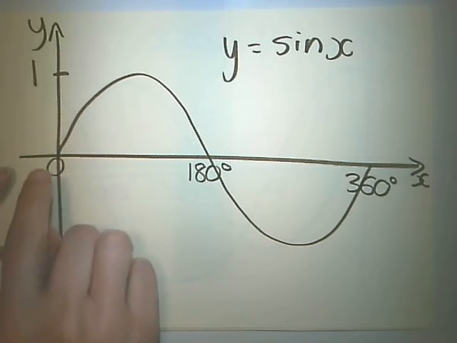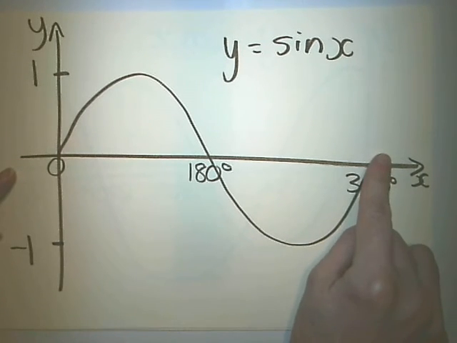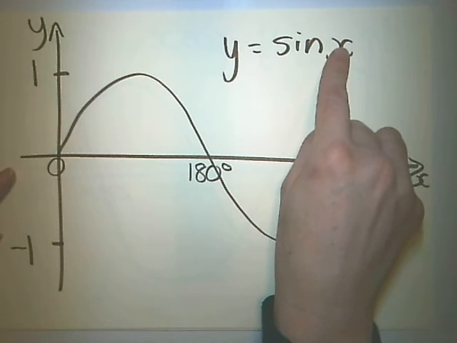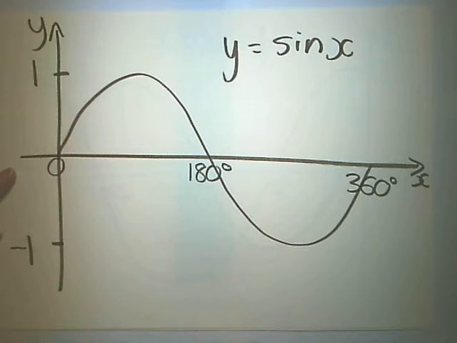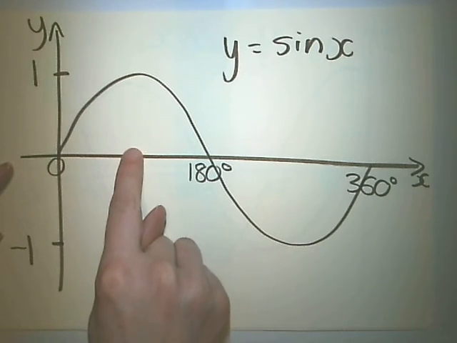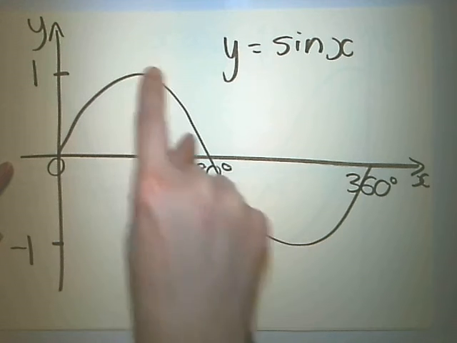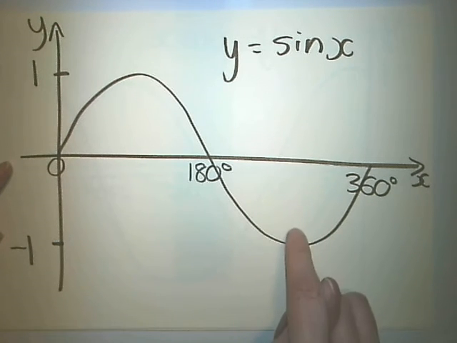The reason it cuts at 0, 180 and 360 is because if you were to type sine 0, sine 180 or sine 360 into your calculator, you're going to get 0 as your answer for the height, for the y value. If you were to type in sine 90, you'd get 1 as your answer. And if you were to type in sine 270, you would get -1 for your answer on the calculator.